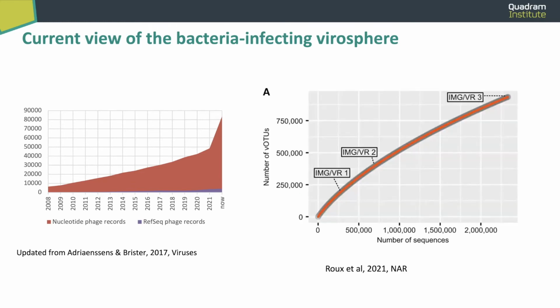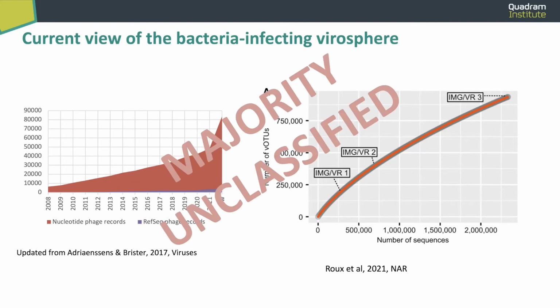If we then compare to a metagenomic database, like the IMG/VR, you can see that at version 3, it was at about 3 million sequences and about 1 million OTUs, which are roughly associated with species. And then you can see that the majority of current phage records are unclassified.